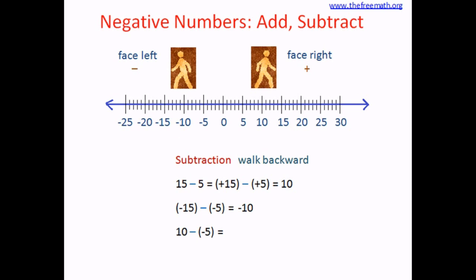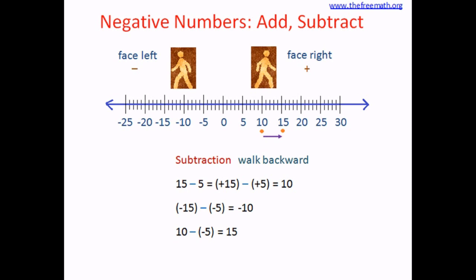The first number is 10, so you face right and walk 10 steps, you come here. Now we are doing subtraction, so here onwards we are going to walk backwards. And the next number is negative 5. Since the number is negative, you are going to turn around and face left. And now you are going to walk 5 steps backwards.